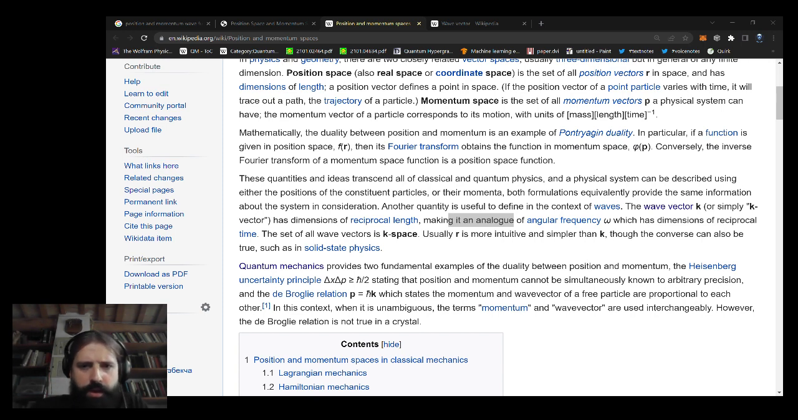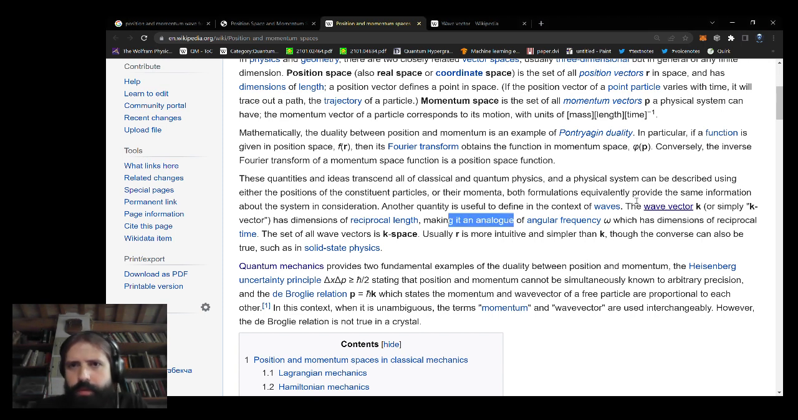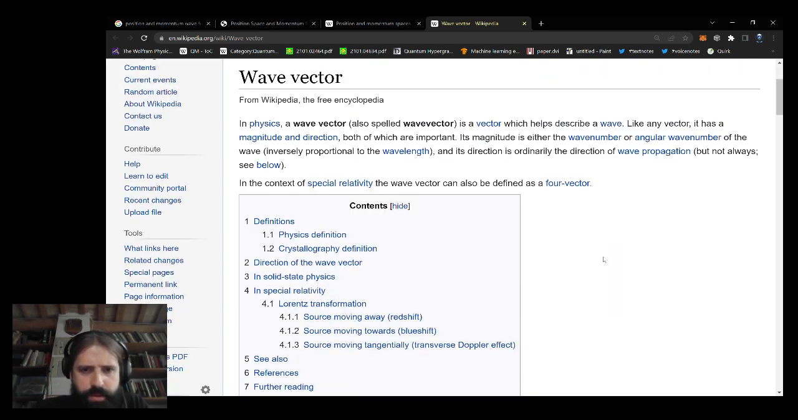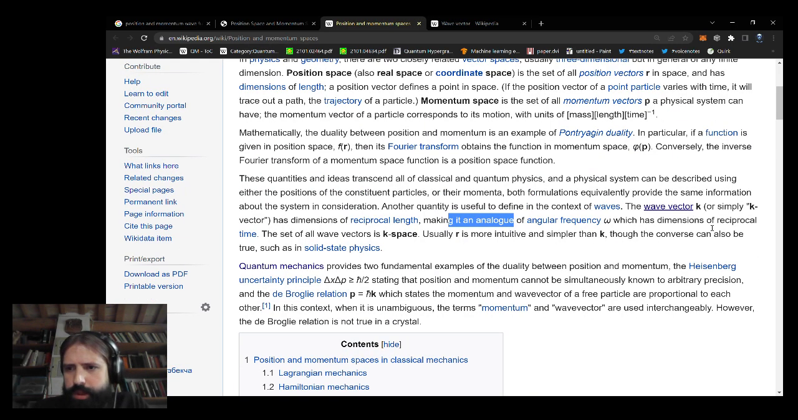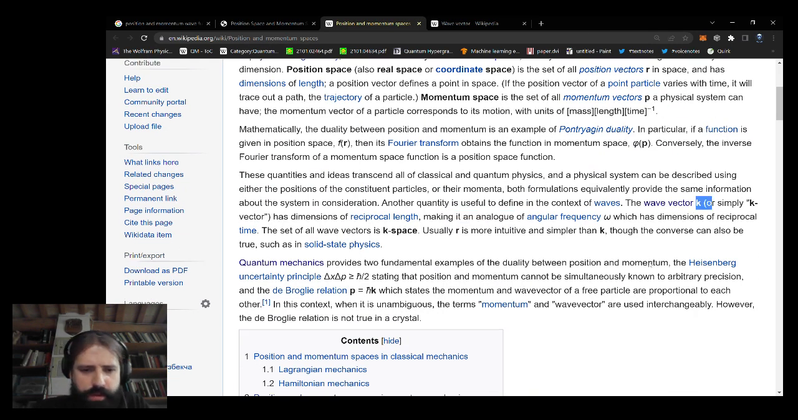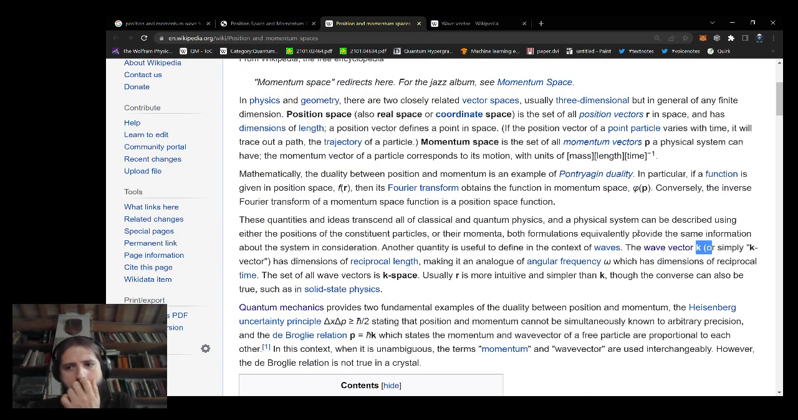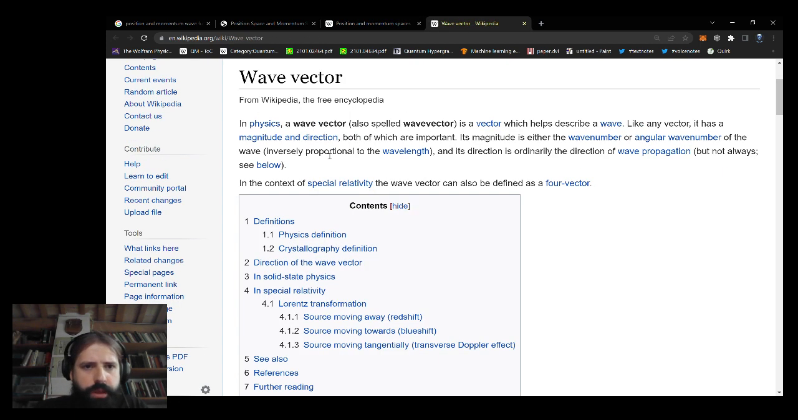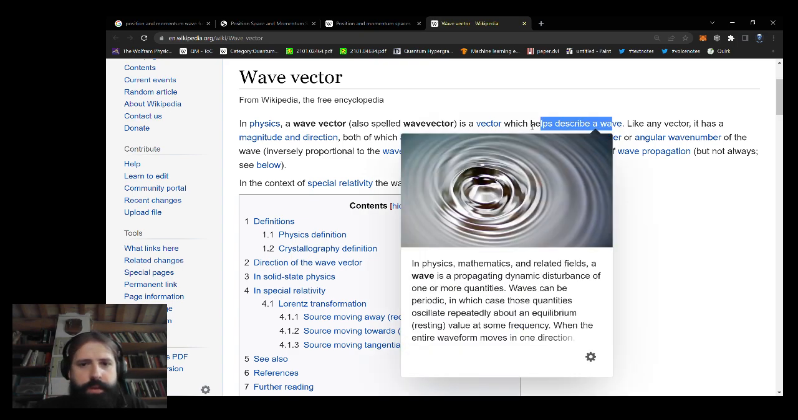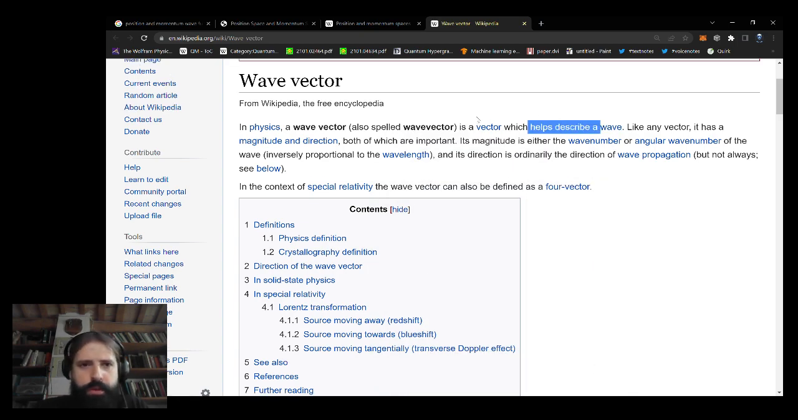I've never come across the concept of wave vector before, and that's something that has to do with this k, which I've seen in some of these different conversions. So I'll probably take a look into this, the wave vector. A wave vector is a vector which helps describe the wave. This is the very first time I've actually come across this concept.